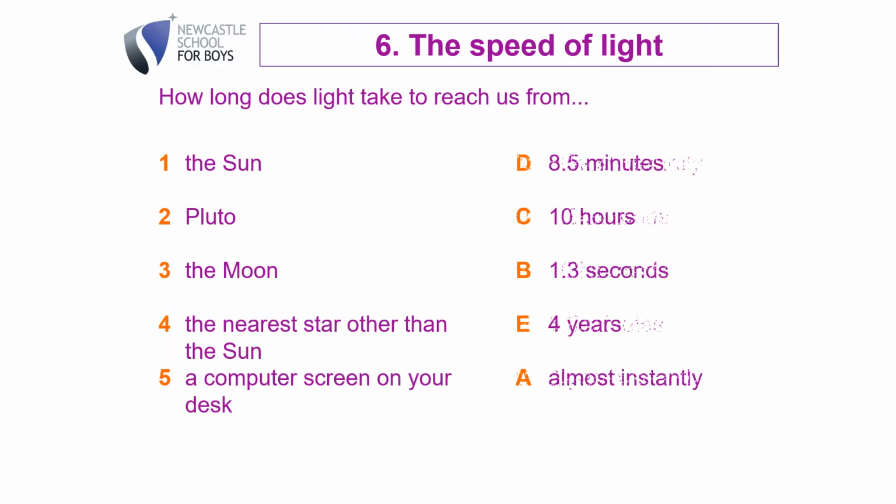So here's the answers. The sun, it takes 8.5 minutes for light to reach us from the sun. Pluto is much further away from the sun, so it takes 10 hours for the light from Pluto to reach us. The moon is relatively close, so it only takes 1.3 seconds from the moon to get to us. The nearest star than the sun is a long, long way away, and it takes 4 years for the light from the nearest star to reach us.